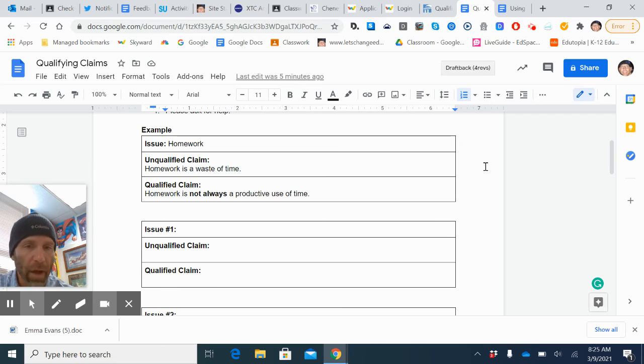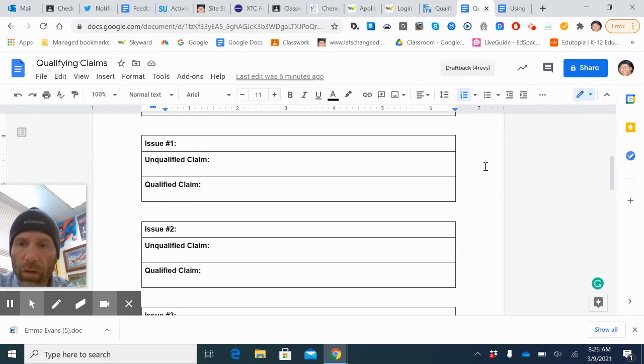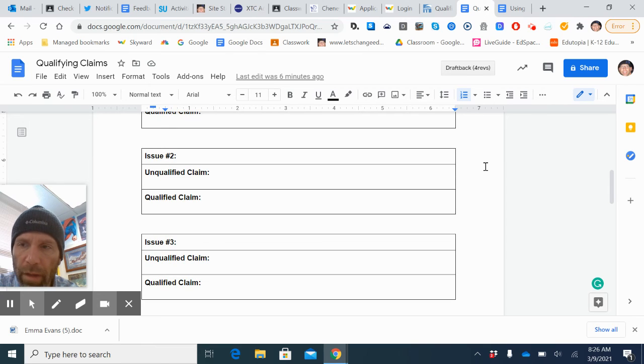And so, to soften it a bit, to make it easier to defend, and also to show that there are other reasonable ways to look at this, is to say something to the effect that homework is not always a productive use of time. And I think there's some truth to that. We've done homework enough times to know that some homework is a productive use of our time, and some other homework is simply busy work and a waste of our time. This is an example of taking an unqualified claim and making a qualified claim. I just want you to do that with your three issues down below.